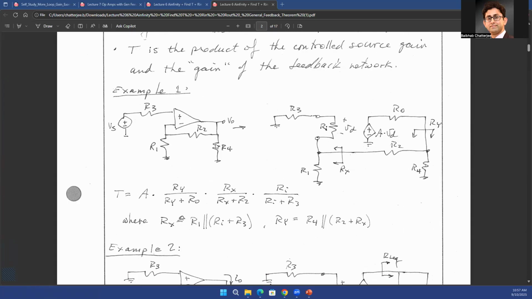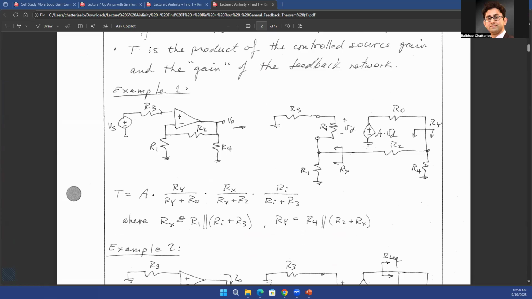So what you're trying to do is basically finding out the loop gain T, because finding out A infinity is probably easy. I'm assuming all of you can do it because all of you have gone through 3111. So A infinity is the easy part, what you learned in 3111. Finding out T is the new thing that you're learning in this course.